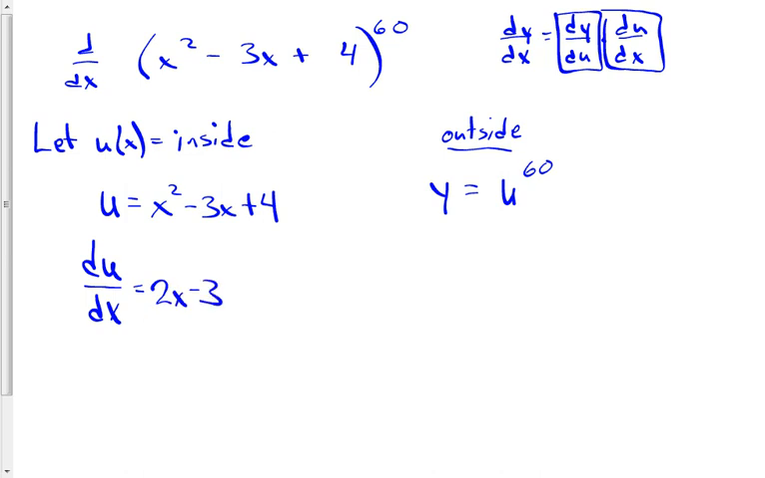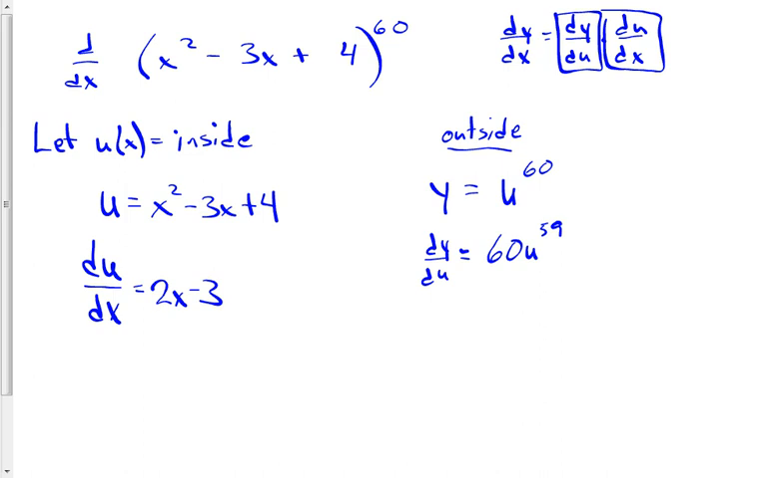2x minus 3. Good? Okay. What is dy du? Now, du is weird. We haven't seen du yet. We've seen dx's most of the time. If y is u to the 60th, what is dy du? What is the derivative of u to the 60th with respect to u? Just pretend they're x's, except use u's. What is it? 60 times u to the 59. Good so far? We haven't done anything earth-shattering yet, have we?